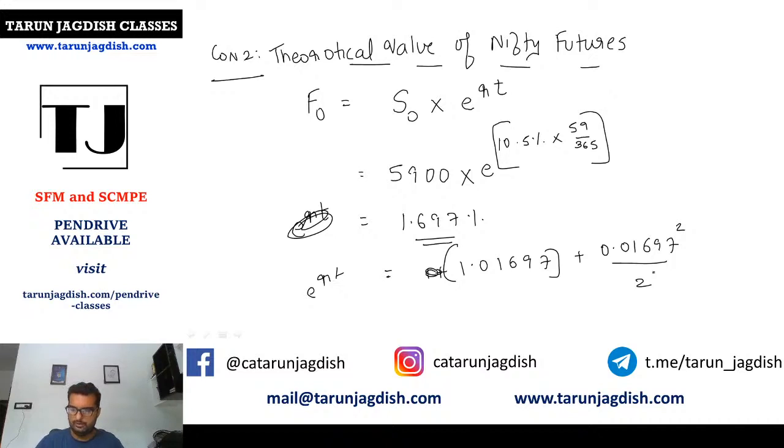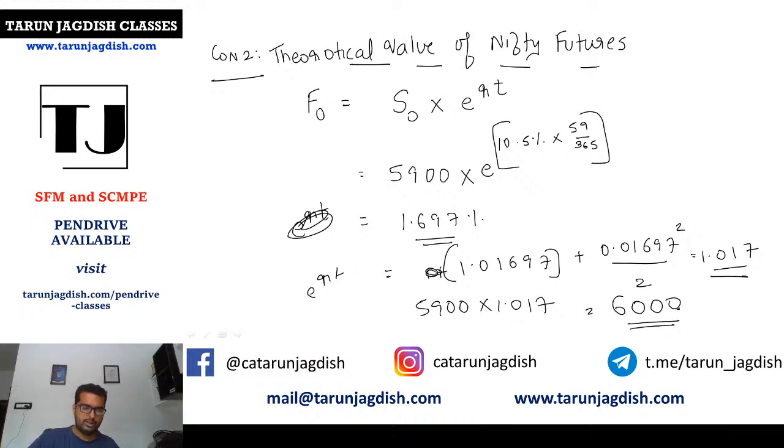It will be 1.01697. So I'll get the answer as 1.017. All right. Therefore, the answer will be 5,900 into 1.017. I will get the answer as 6,000. Can you write down till here in your books now?